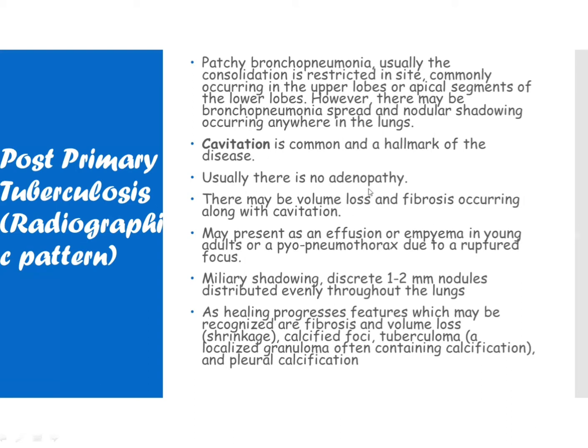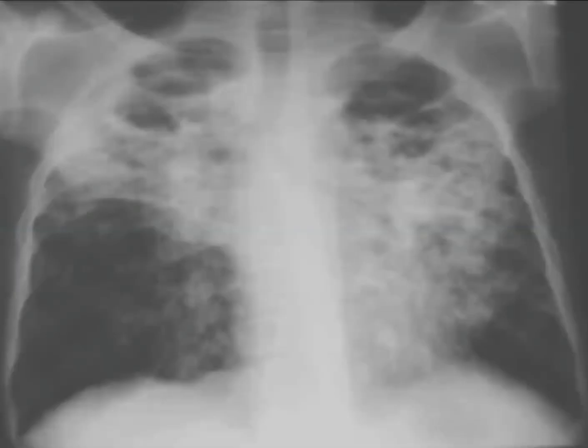There may be volume loss and fibrosis occurring along with cavitation, and it may present as an effusion or empyema in young adults, or pneumothorax due to a ruptured focus. Miliary shadowing is basically discrete 1 to 2 millimeter nodules distributed evenly throughout the lungs. You also need to take notice that as healing progresses, features which may be recognized are fibrosis and volume loss, shrinkage, calcified foci, tuberculoma, which is a localized granuloma often containing calcification, and pleural calcification.